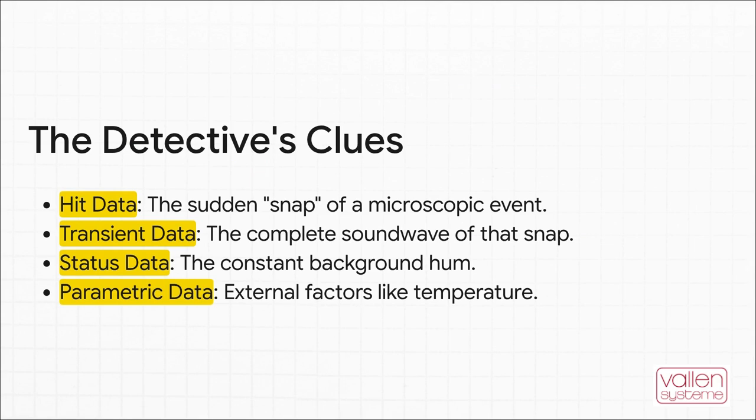Now, like any good detective, we're collecting different kinds of clues. The hit, that's the main event, that sudden snap. The transient data, that's the full recording of the snap, kind of like getting a detailed confession on tape. And to understand the whole scene, we also need status data, the constant background noise, and parametric data, things like temperature, which gives us some really crucial context. Each little clue helps us build the complete picture.